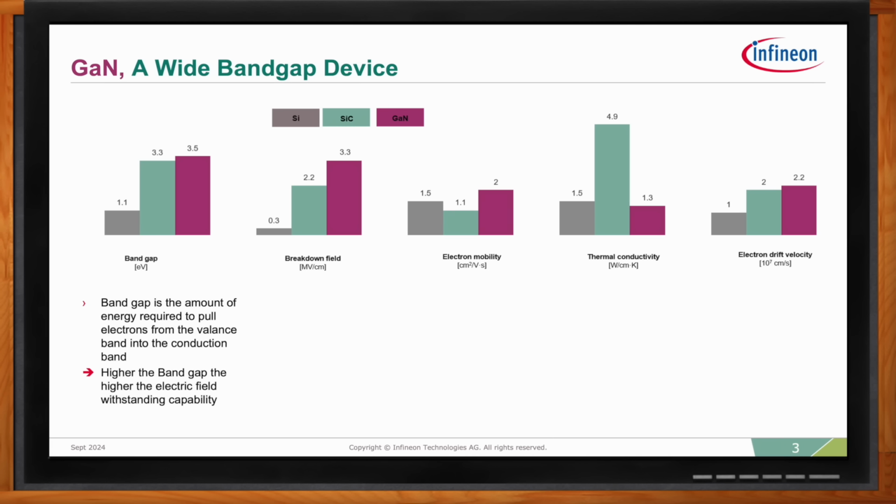The band gap is an amount of energy required to pull electrons from the valence band into the conduction band. And the higher the band gap, the higher the electric field withstanding capability of the device. In fact, the higher the capability of the semiconductor, even at higher temperature. The breakdown field, or also the critical field, determines the minimum amount of material before arcing can occur across the device. And the higher the breakdown field, the smaller the device may be.